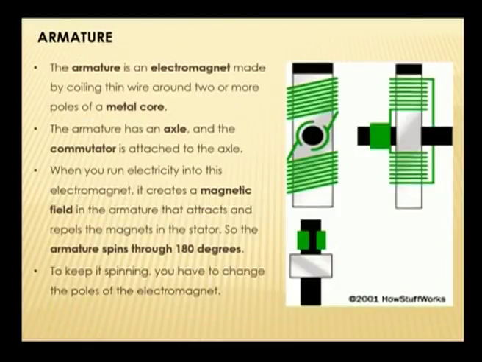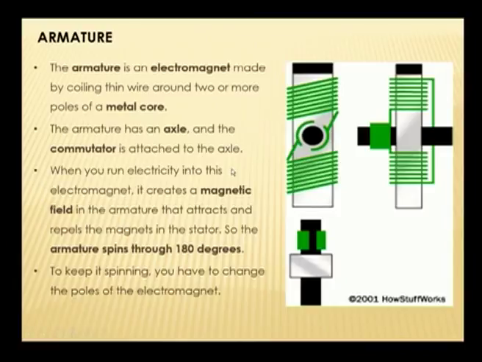So, now let us go into detail of the different components, like the armature. The armature is an electromagnet made by coiling thin wire around 2 or more poles of a metal core. So, it is nothing but a thin wire which is wound on a metal core. The armature has an axle and the commutator is attached to the axle. The black one is the axle, and the green semicircles or arcs are the commutators.